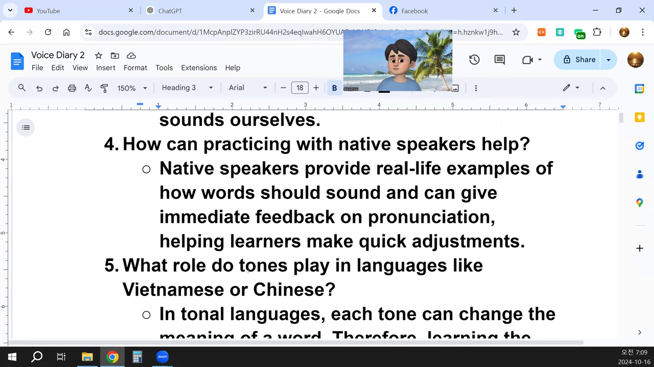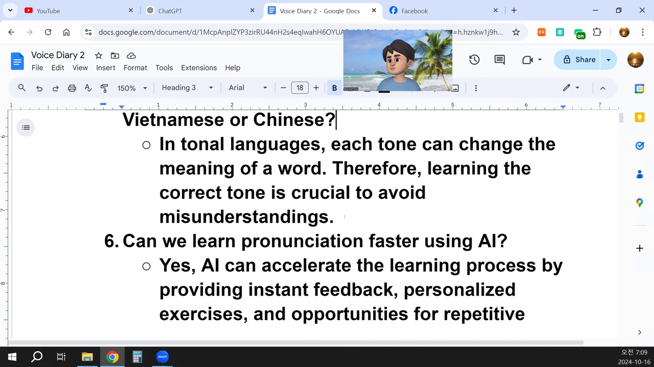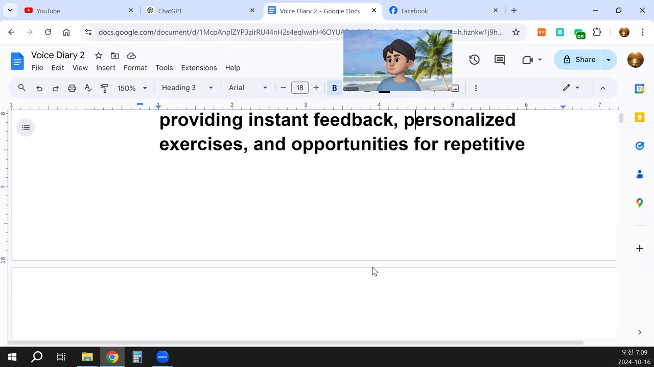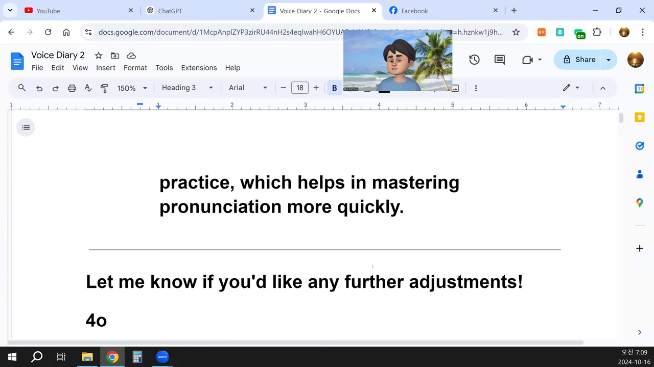What role do tones play in languages like Vietnamese or Chinese? In tonal languages, each tone can change the meaning of a word, and therefore learning the correct tone is crucial to avoid misunderstandings. Can you learn pronunciation faster using AI? Yes, AI can accelerate the learning process by providing instant feedback, personalized exercises, and opportunities for repetition and practice, which helps in mastering pronunciation more quickly.